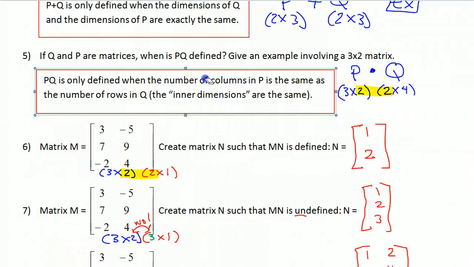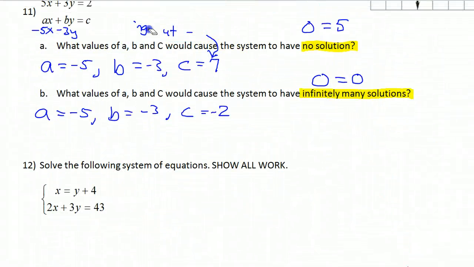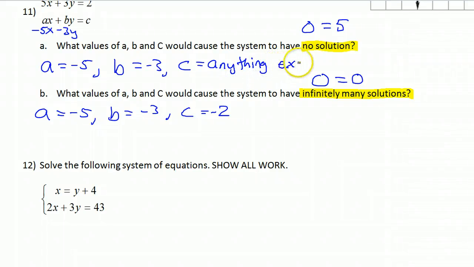Maybe I'll just change this. I don't know why it keeps jumping around. And I'll just write it down here. C equals anything except negative 2. All right, boom. That's what it would take.